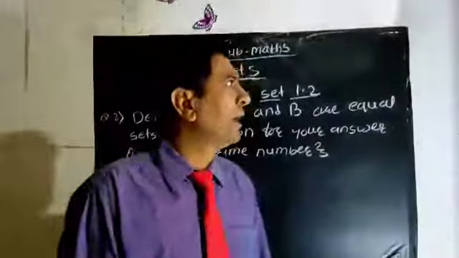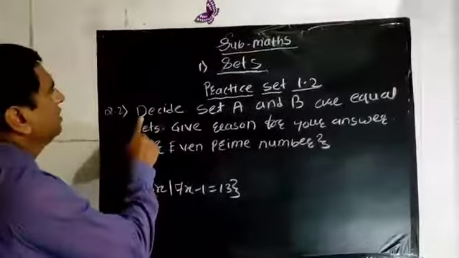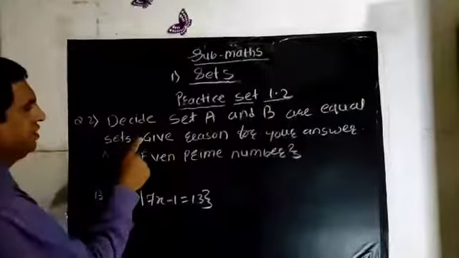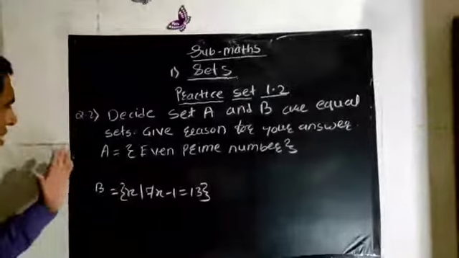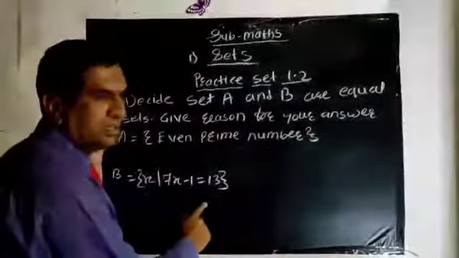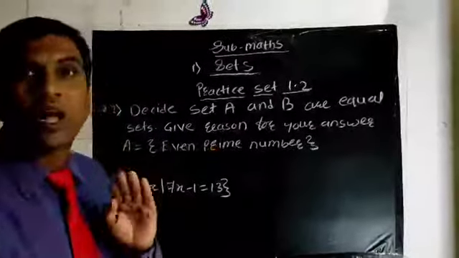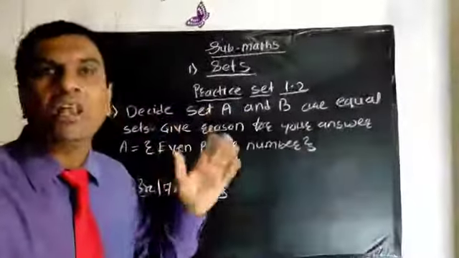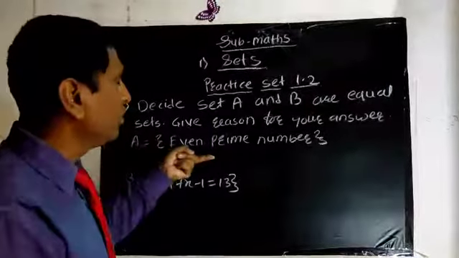Now from practice set 1.2, question number 2, same question. Decide whether set A and set B are equal sets. Give reason for your answer. Two sets are given, A and B. These sets are given in rule method. Again, you convert these rule method sets into listing method and then you can decide whether these sets are equal or not. So first we will convert set A into listing method.